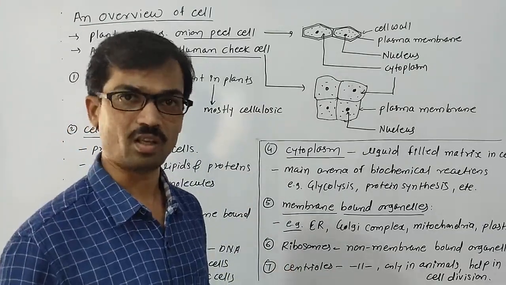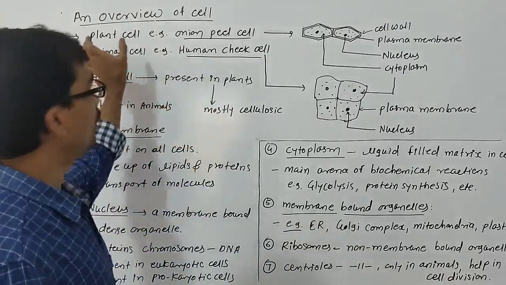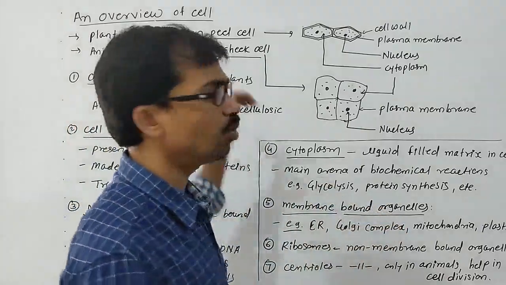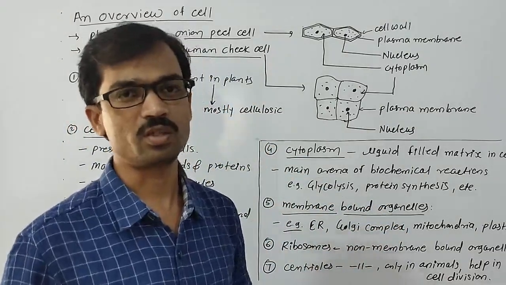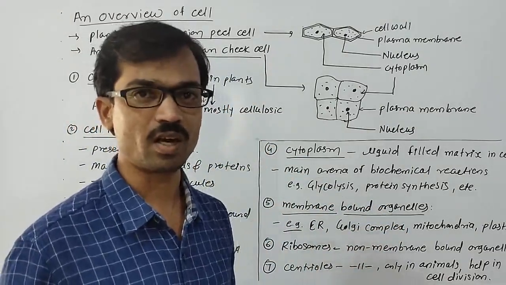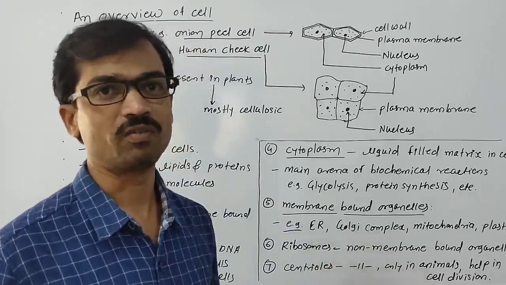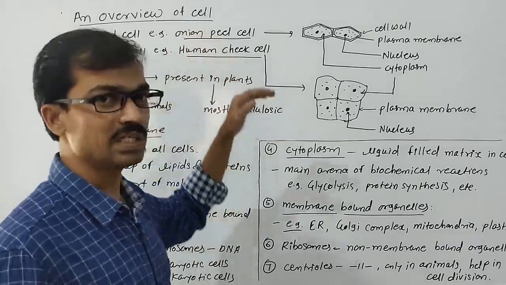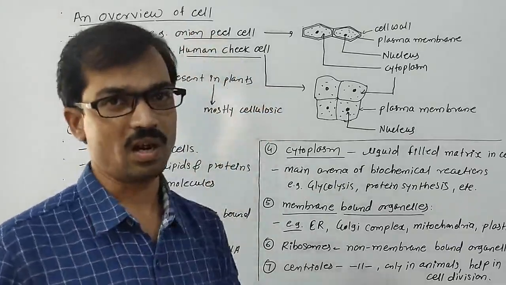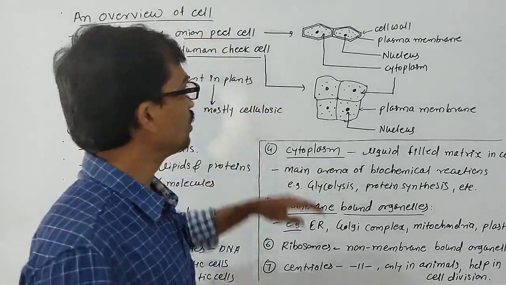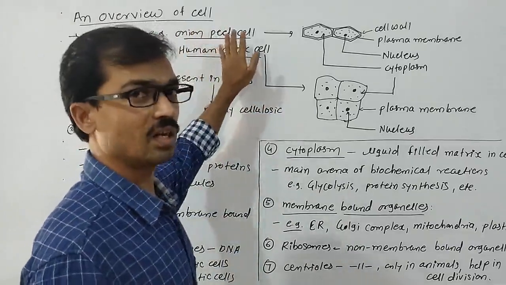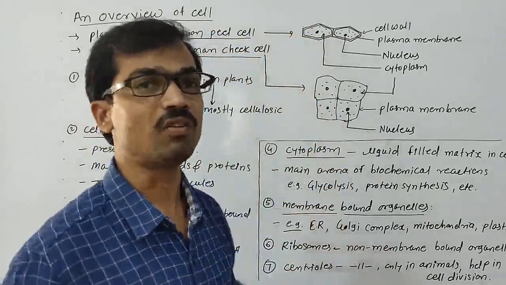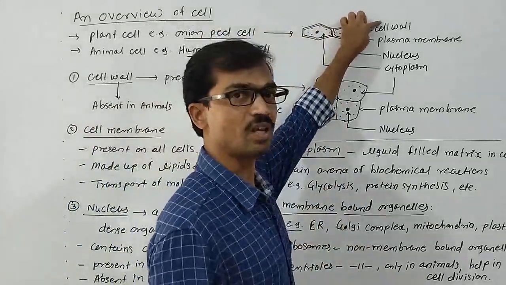and inside the cells. For example, you must have studied a plant cell in the form of onion peel cell. I guess you studied this in your 9th standard as one of the practicals, where you studied onion peel cell and human cheek cell under the microscope. So in case of any plant cell, for example onion peel cell, the cell has an outer covering in the form of a cell wall.